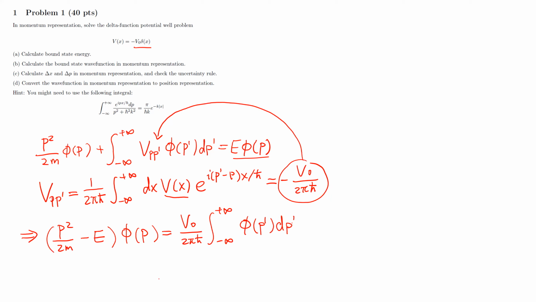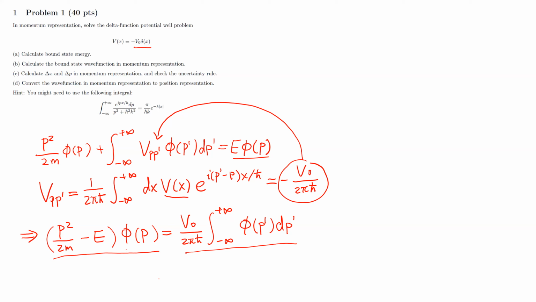Okay, so now we need to solve this equation. That is still a pretty hard equation. The left-hand side is easy. This P is no longer an operator. It's just a number, right? Because we are working in the momentum representation. But the right-hand side is an integral. We do not know how to solve this integral, because to evaluate it we need to know what phi(P) is. Without knowing phi(P), we cannot get it.